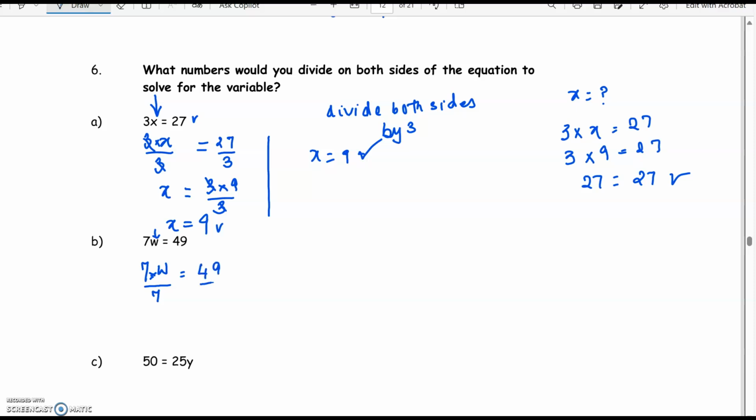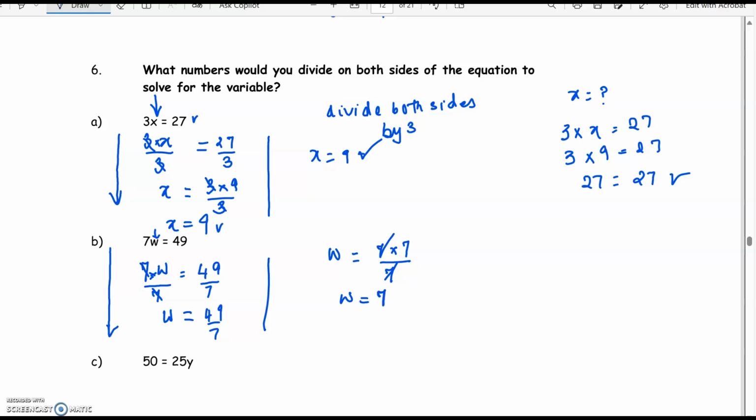49 also has to be divided by 7. Whatever you do on the left, you do the exact same thing on the right. And remember, when you're solving an equation, you have to be organized, work vertically down this way. So once we cancel the 7s, we have w equals 49 over 7. And we need to simplify it before presenting it as the final answer. So 7 times 7 is 49 over 7. The 7's cancel and w is equal to 7.